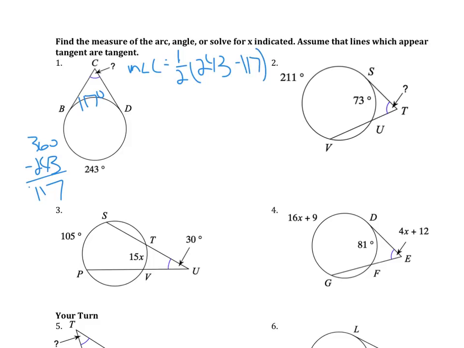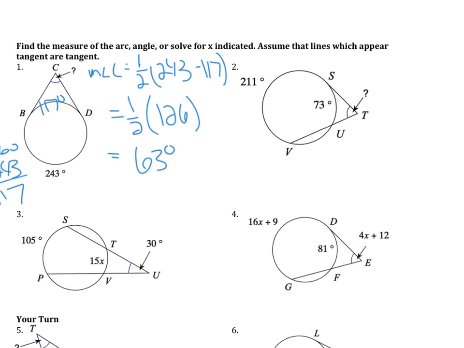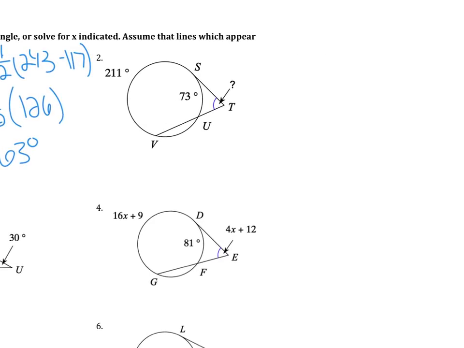So subtracting those out, we know the measure of angle C is going to be 1/2 of 126, which is 63 degrees. Okay, so that was a tangent. Okay, over here on number 2, we have a tangent and a secant this time, but it doesn't matter.